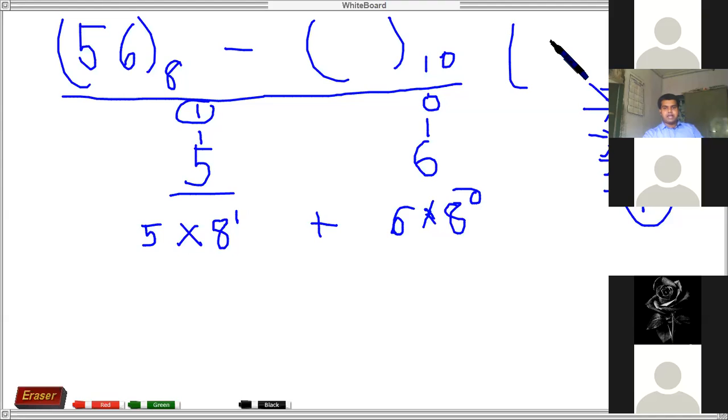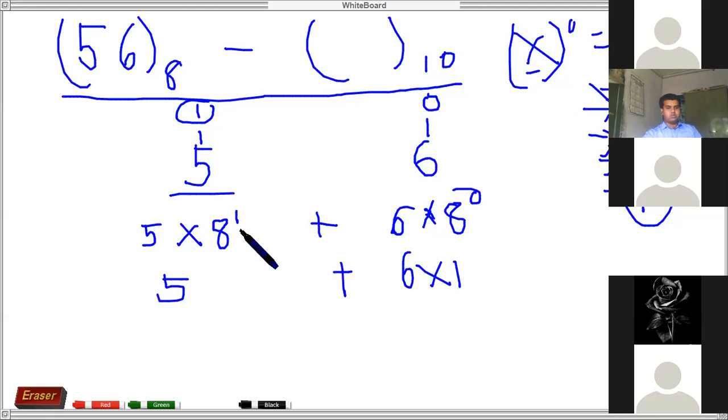Any number x to the power 0 is always equal to 1. Any number, x can be 1, 2, 3, 4, 100,000, lakhs, crore, any number to the power 0 is always equal to 1. So this becomes 6 into 1 plus 5 into 8 to the power 1, which means 8 into 1, which is equal to 8.